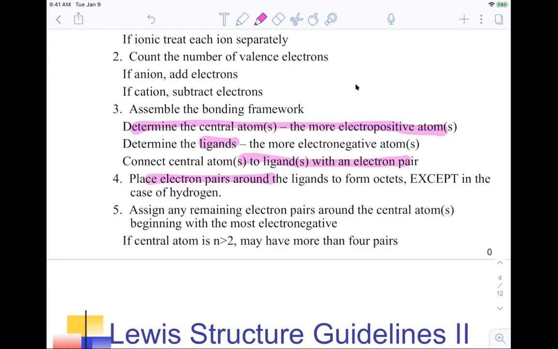This is important. Put electron pairs around to form octets. Well, except in the case of hydrogen, because hydrogen only wants 2 electrons. But when you have electrons, you give the outer ones their octet first before you do anything to the central atom. And then at the end, you assign any remaining electrons to the central atoms. And this thing here, beginning with the most electronegative, sometimes you have more than one central atom. I'm going to try to stay away from really tricky ones that have multiple central atoms just because this is Chem 115. This is not Chem 120A.